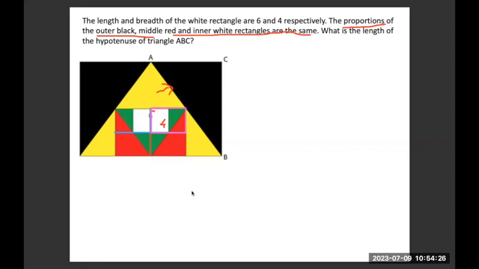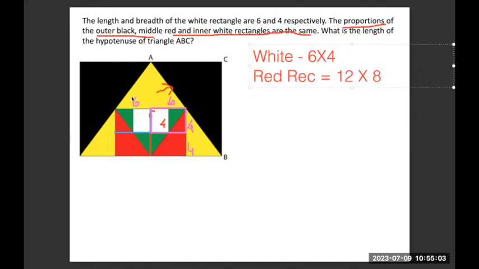Which means that if this is 6, this is 6, which is 6 by 4, this is 6 and this is 4, the red rectangle which I see here will be of the size, and I'll write it here. So white is 6 by 4, which means the red rectangle will be 12 by 8, which I have drawn here.